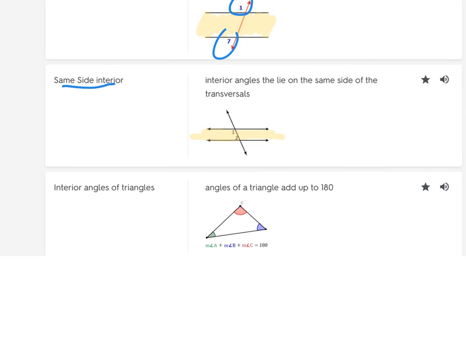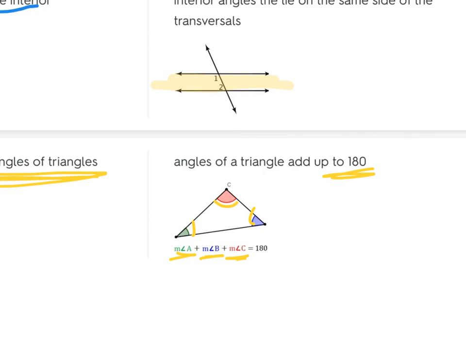And the last little word or phrase here is interior angles of triangles. You need to know that inside a triangle, the 3 angles that are in a triangle add up to 180. So here it says angle A plus angle B plus angle C equals 180. So that's a very special number with triangles.